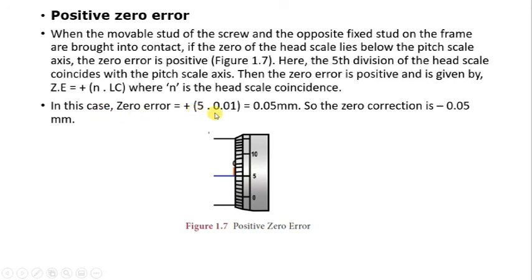So here, substituting in this formula, 0 error is equal to positive 0 error is equal to plus 5 into 0.01 least count. So yeah, 5 into least count. 0 error is equal to positive sign n into LC.